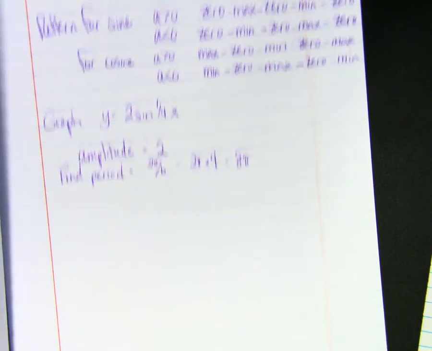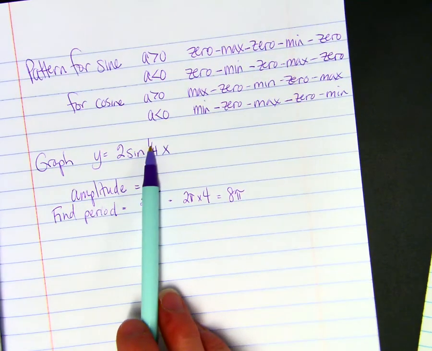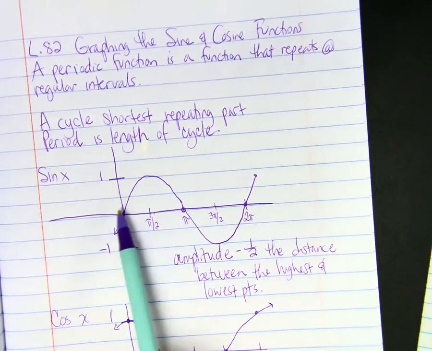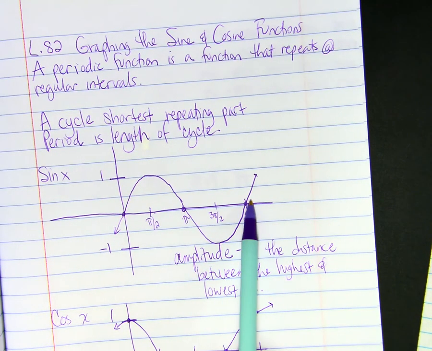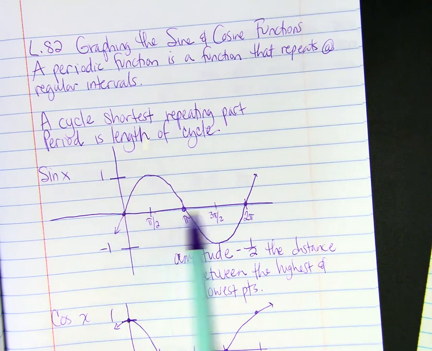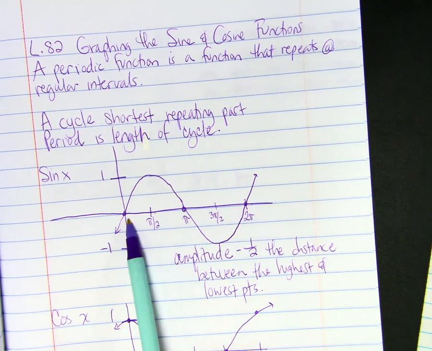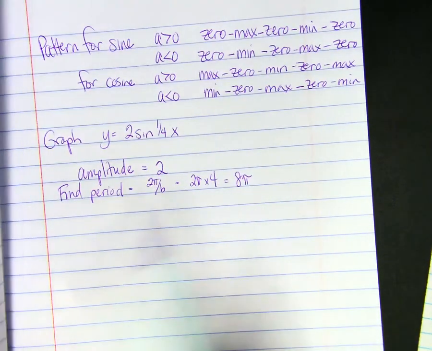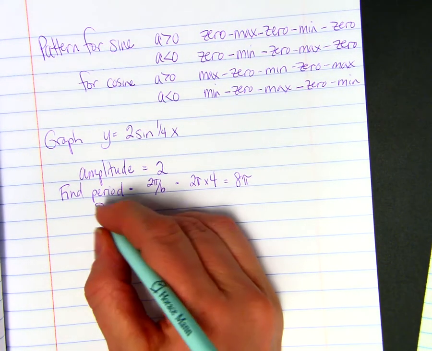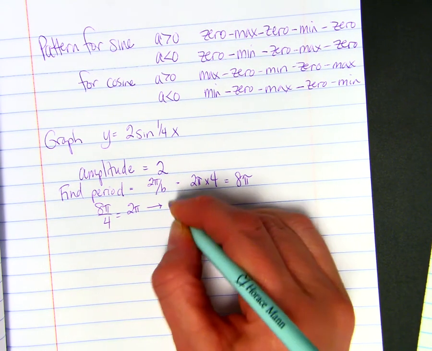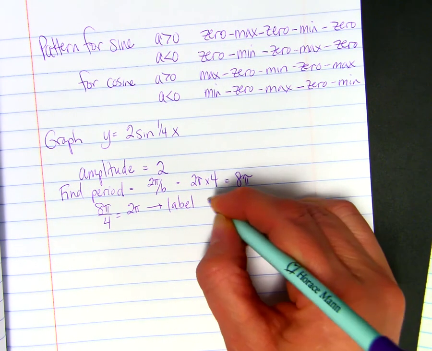So because we have sine, I'm going to back up here. 0, max, 0, min, 0. That's kind of dividing it into 4. Do you see that? 1, 2, 3, 4. So we actually need to take our 8 pi and divide it by 4. And that's what we want to label our x-axis.